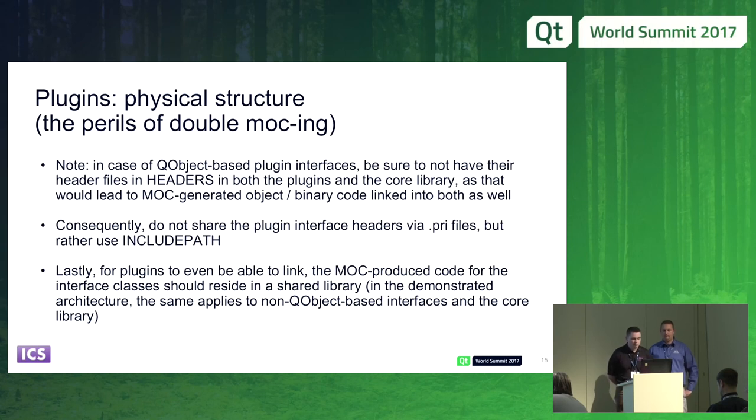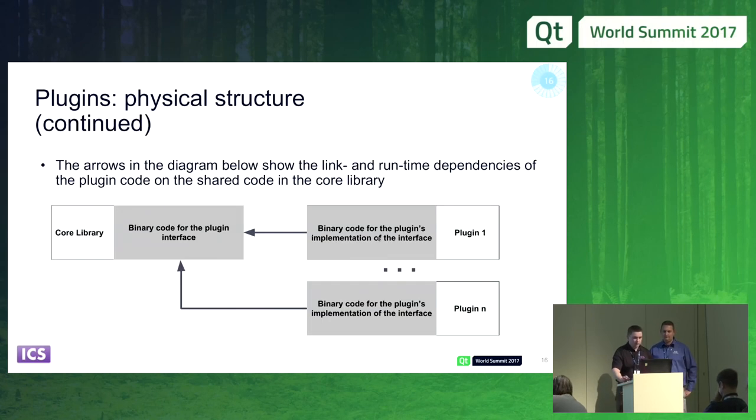But to avoid this, one can try something like adding the plugin interface header to HEADERS, let's say in the main application, and not using something like what we propose here, which is a core library. And then the problem will be that the plugins will fail to link, right? So the solution is, for shared things like your shared plugin interface, use a shared library.